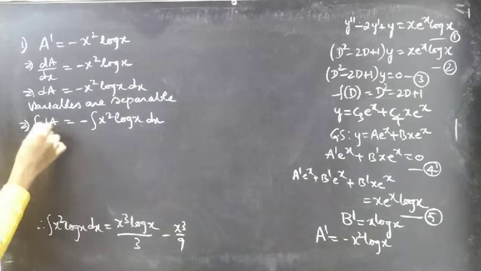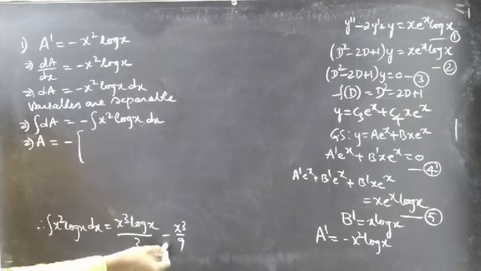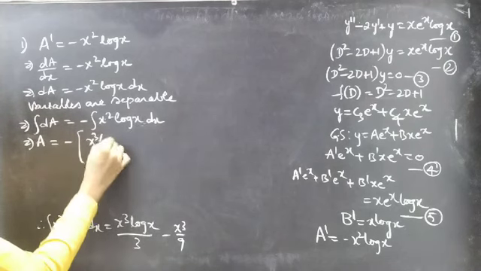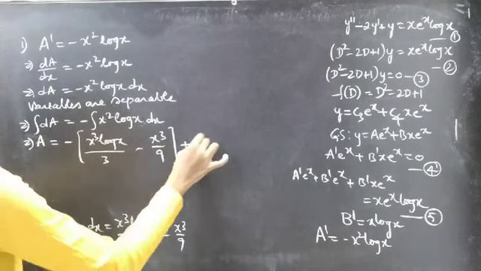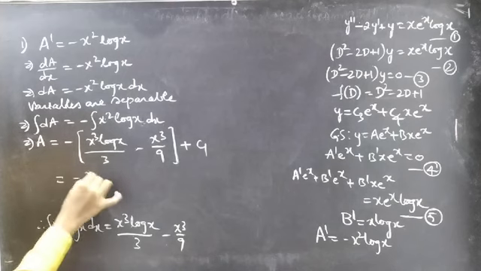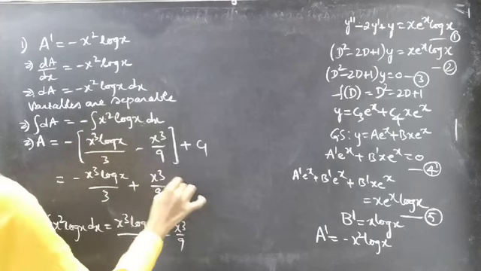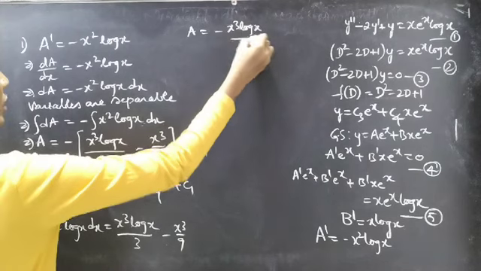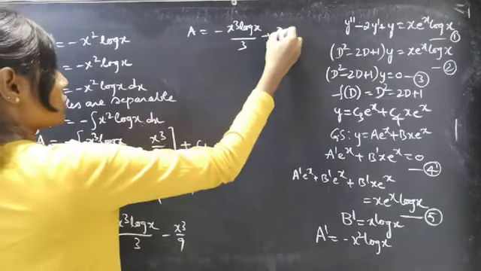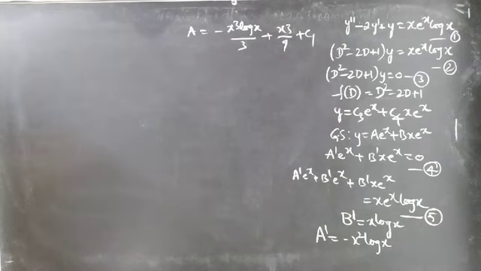Now coming to the integration, integral dA, which is a, equals minus integral x square log x dx, which is x cube log x by 3 minus x cube by 9 plus an integral constant, say c1, which equals minus x cube log x by 3, minus into minus plus x cube by 9 plus c1. Therefore, a equals minus x cube log x by 3 plus x cube by 9 plus c1. We got a. Now we need to find b using b dash.